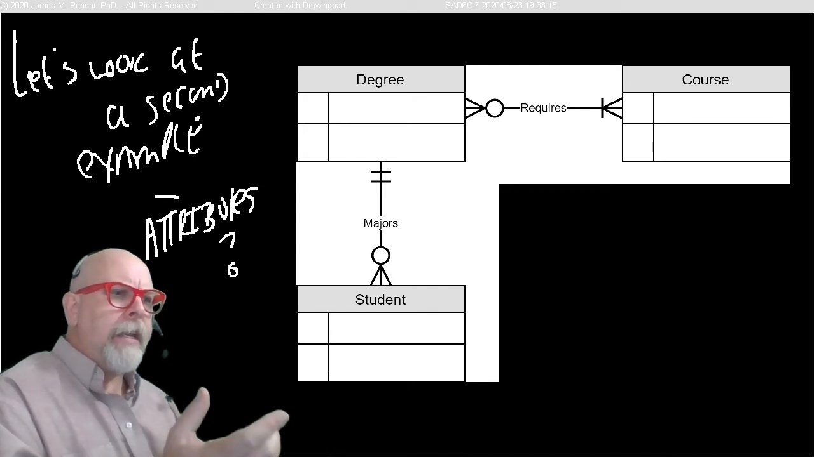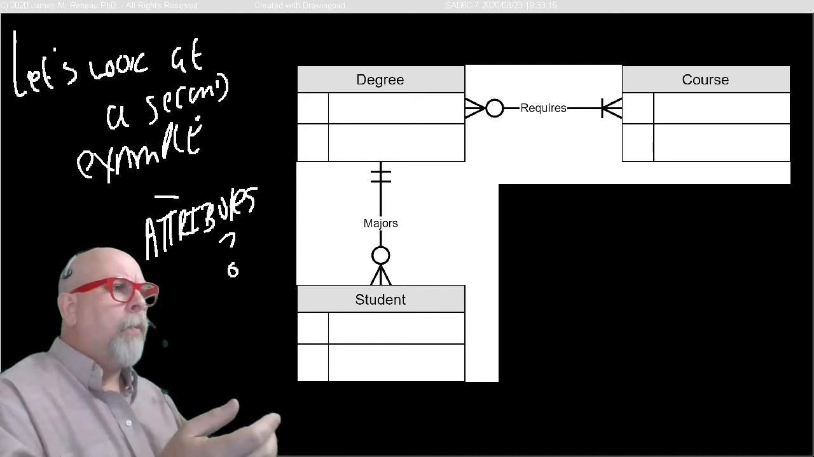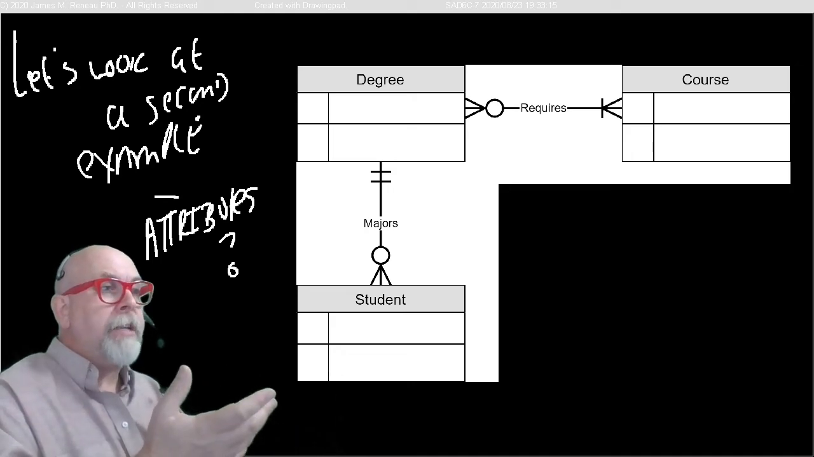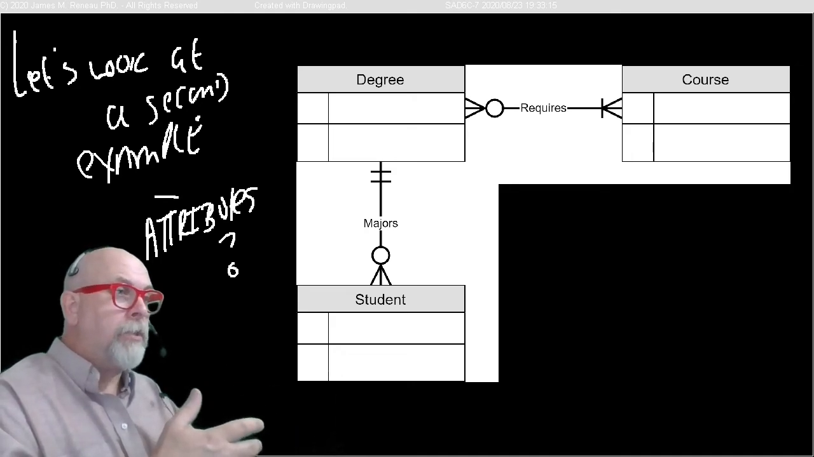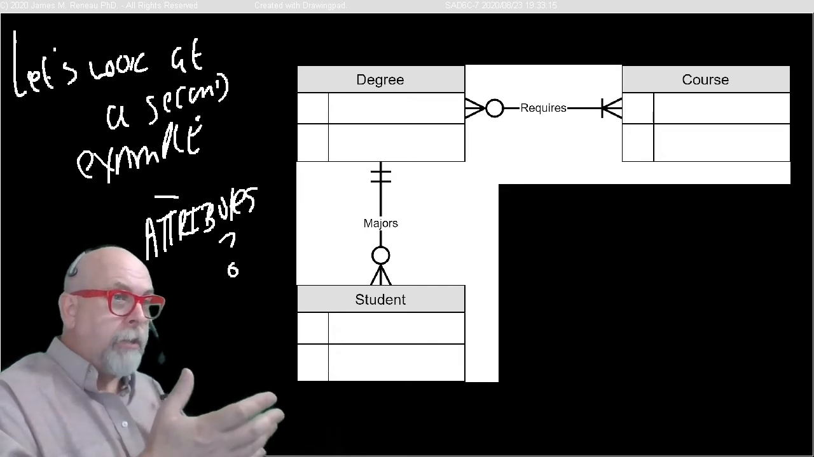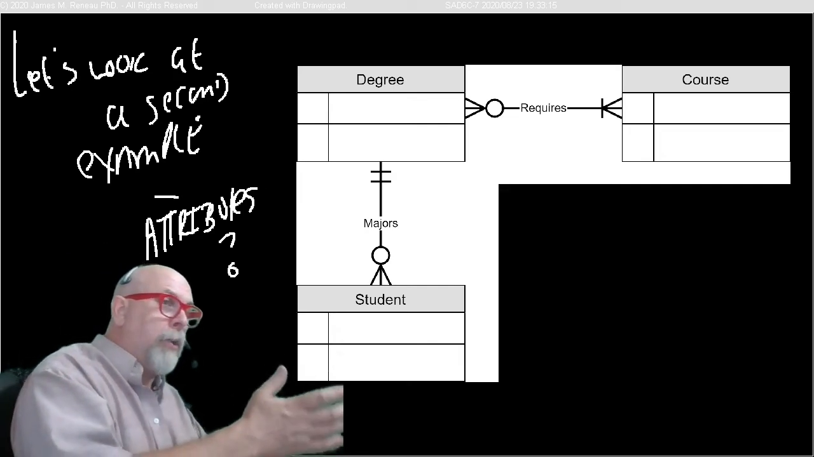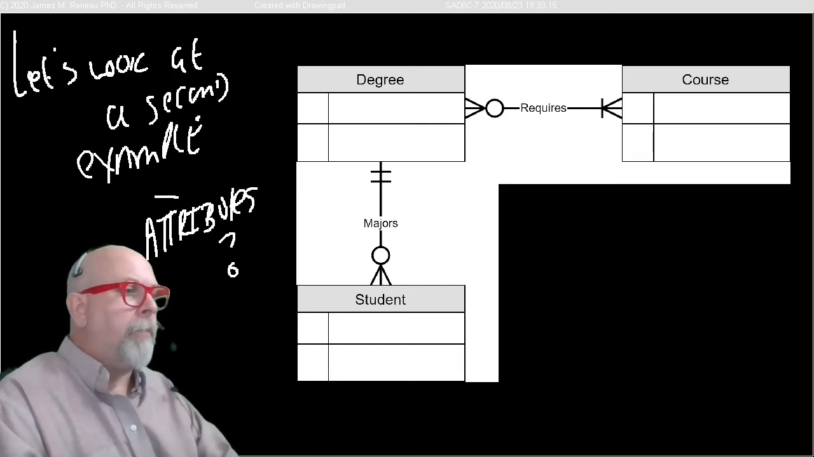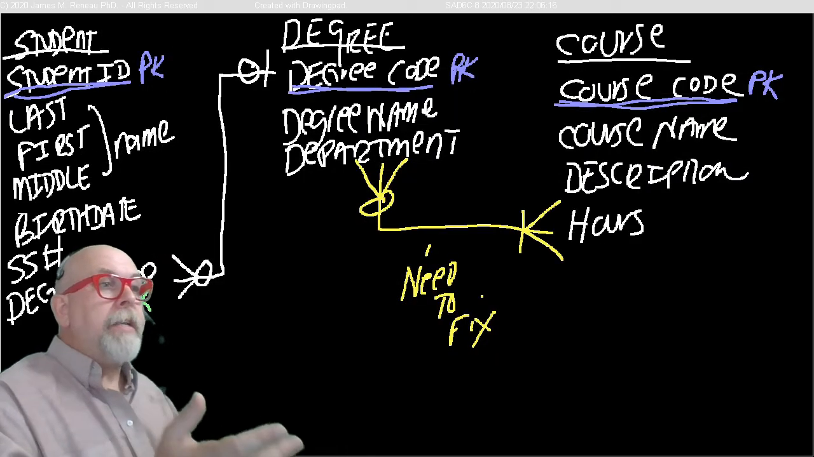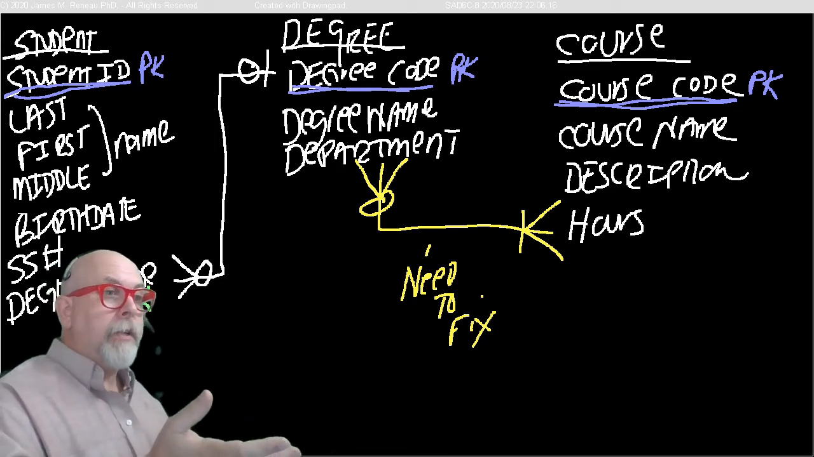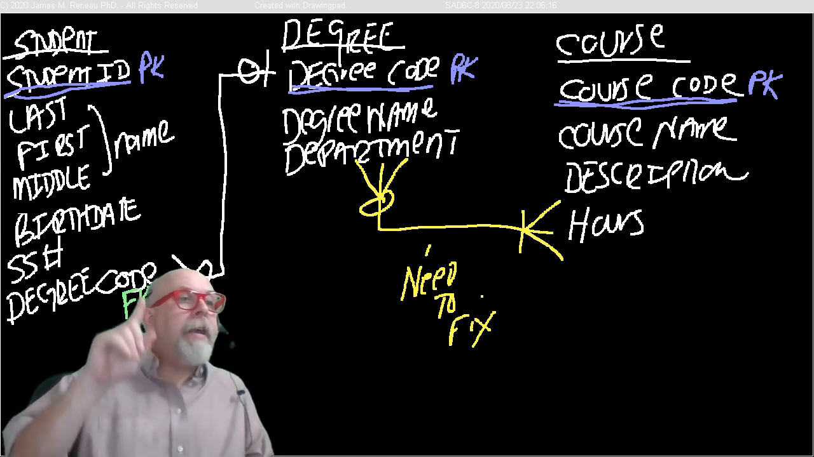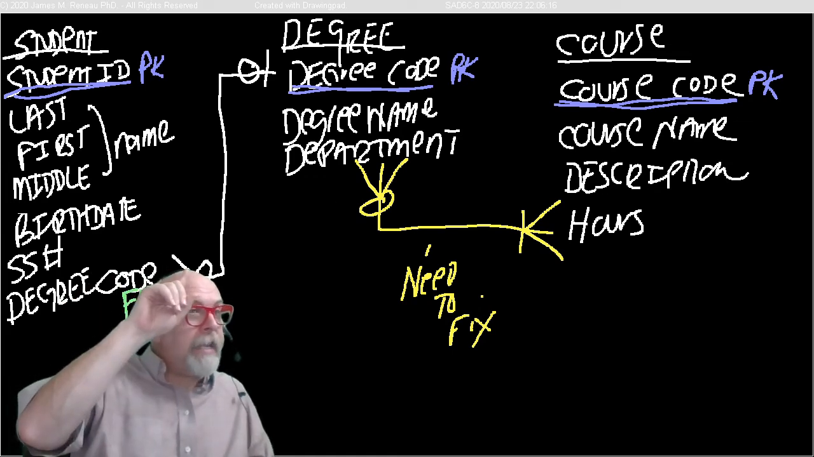Let's go back to the 6B video with the degrees and courses and students. So a student has one major and a major has many students. A degree requires many courses, but a course may be on 0 or more degrees as a requirement. So I did exactly what I did in the first example. I came here and I wrote down each of the entities.